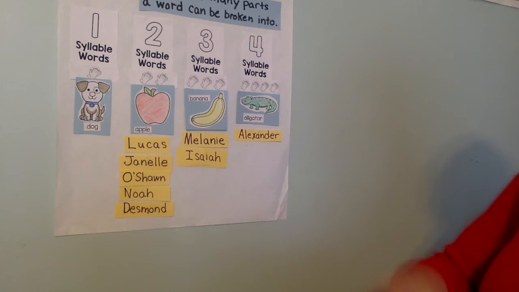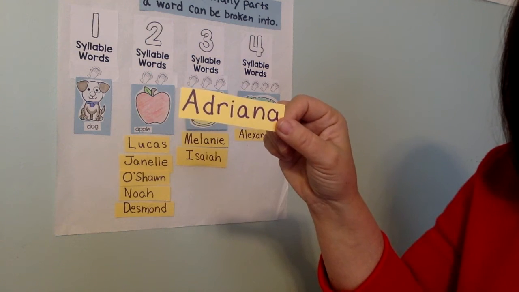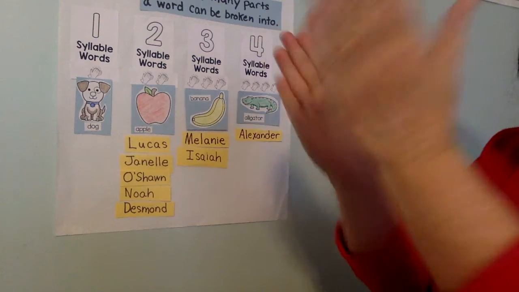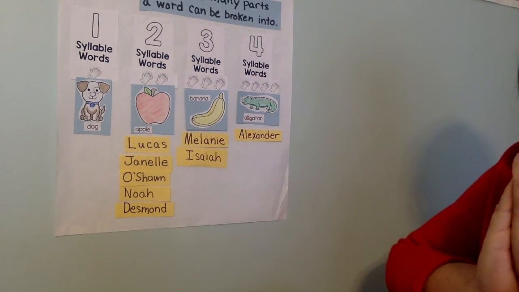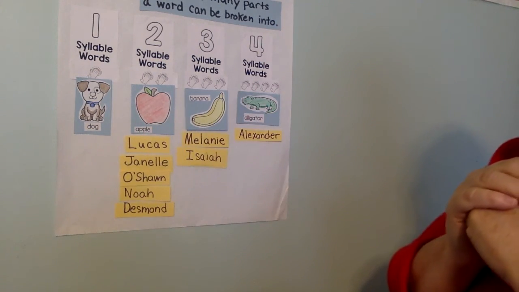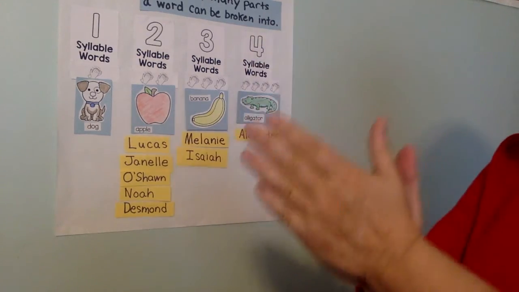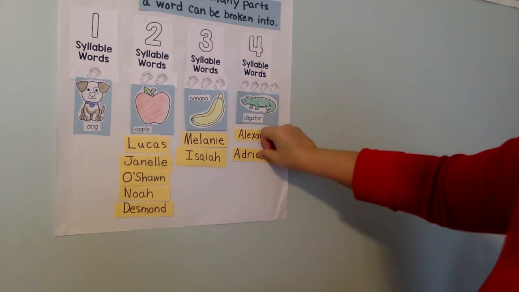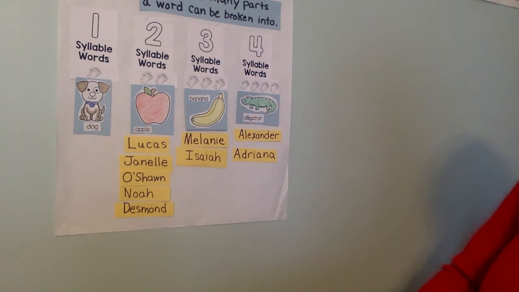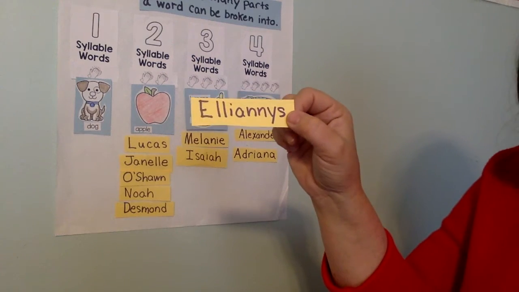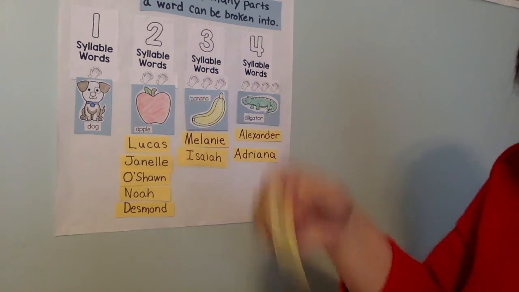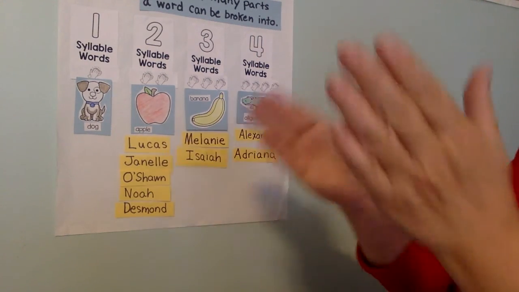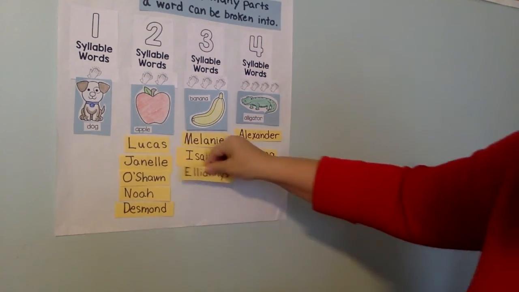All right. Adriana. Let's try that. Adriana. How many? Do it one more time. Adriana. Four. Another four. Four syllables in Adriana. One more friend. Ilanis. Ilanis. Three. Excellent.